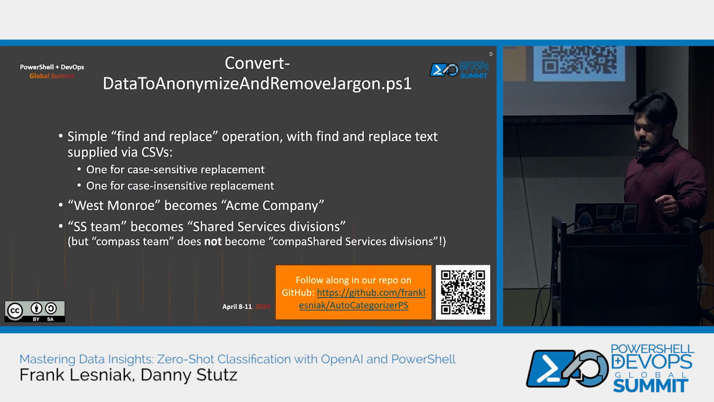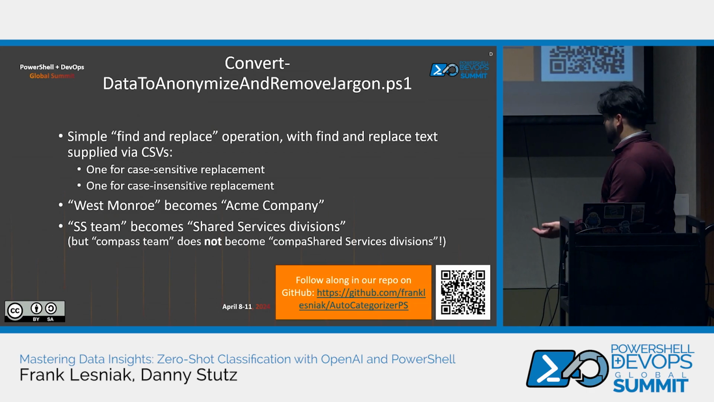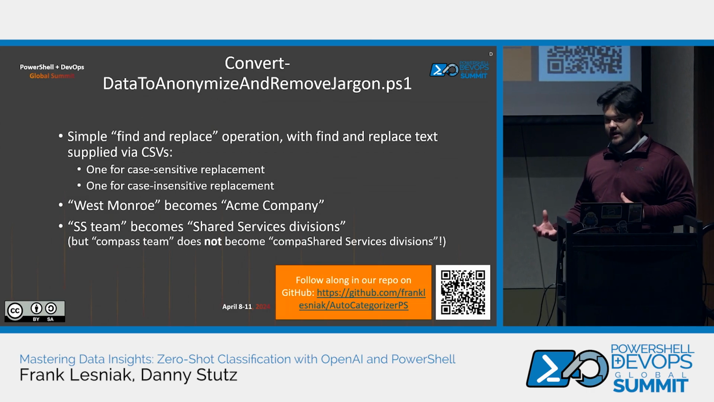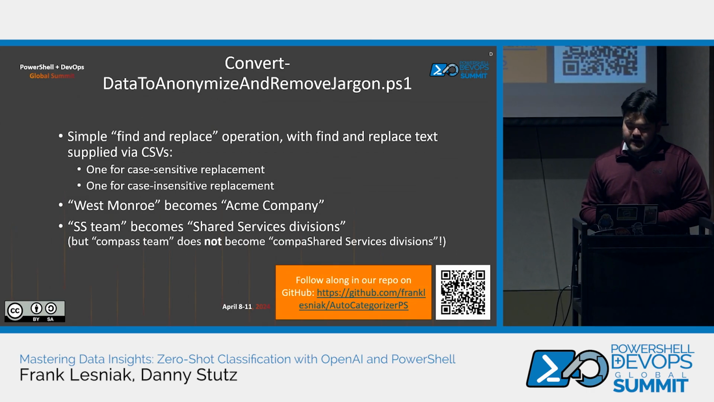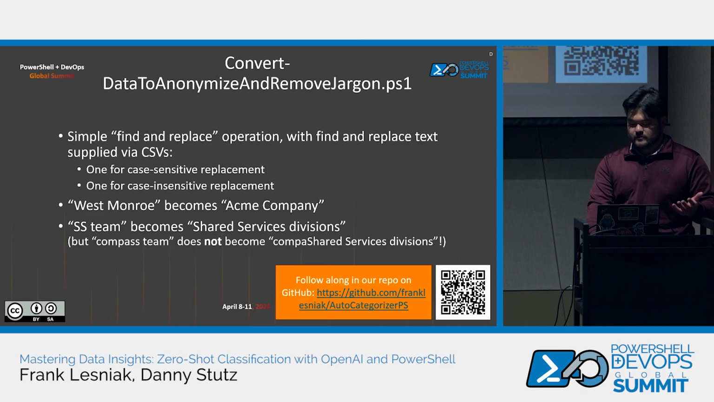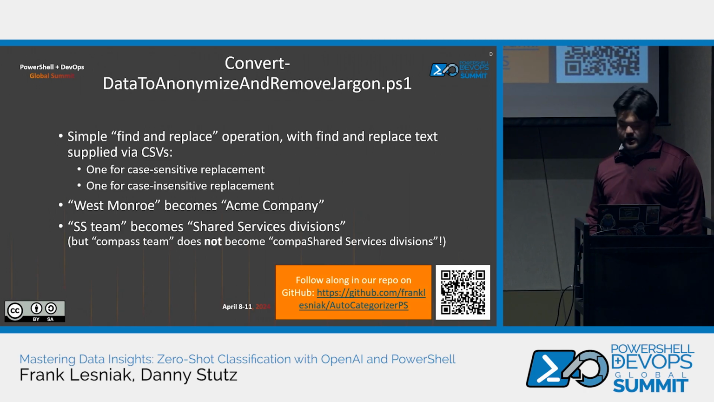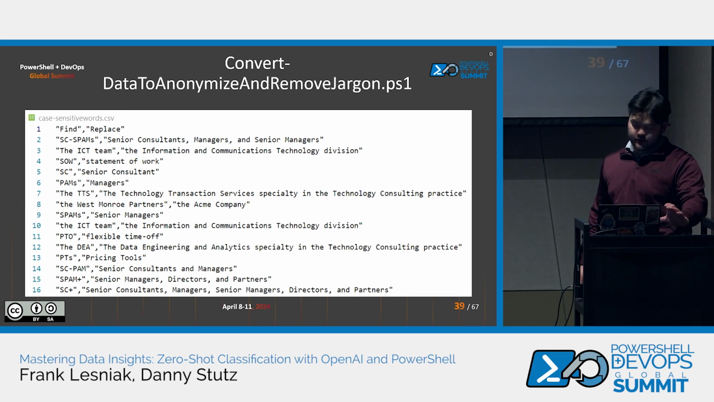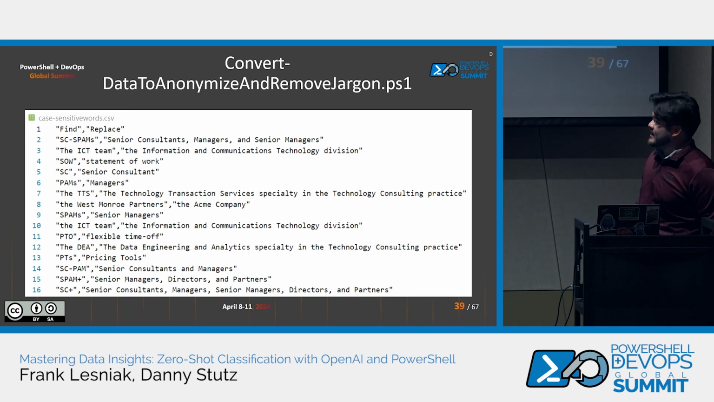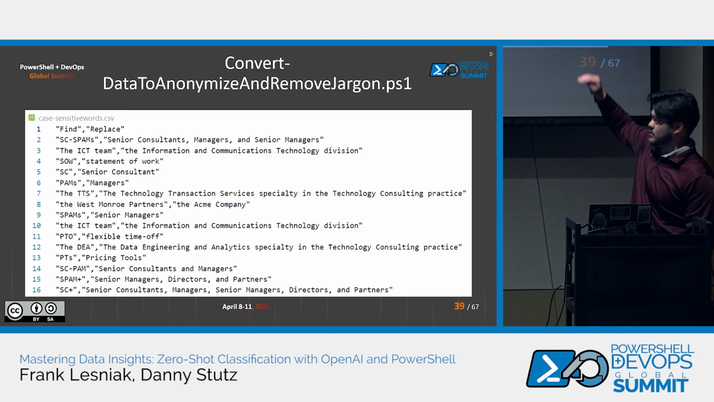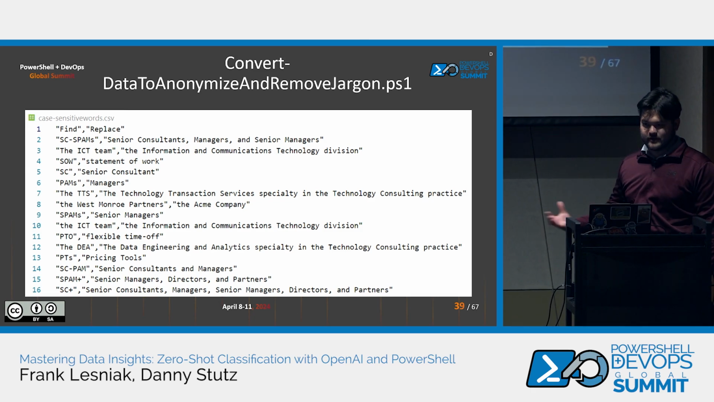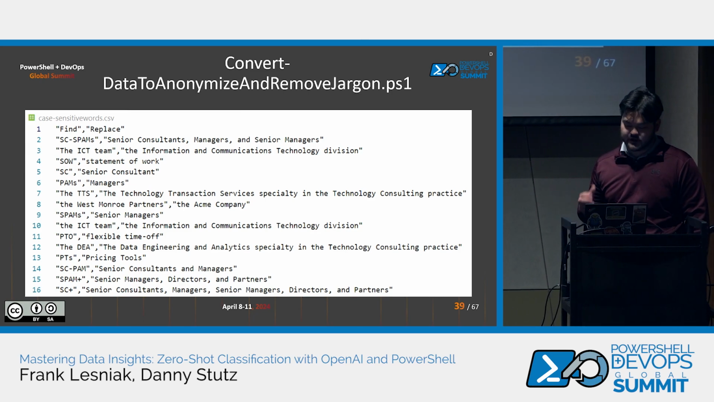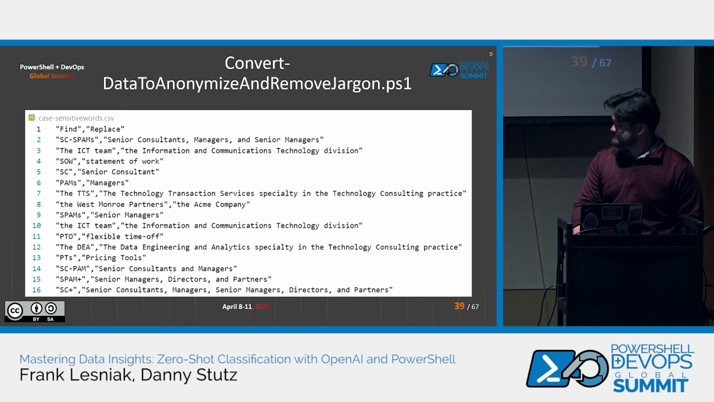Moving on here to the anonymizer or the remove jargon script. Basically, this script is a simple way to find and replace specific data inside of a CSV file. It's nothing super complicated. For example, West Monroe becomes Acme Company, as Frank said, and here's an example of our case-sensitive words replacement. As you can see, it's just a simple find and replace, iterating through the CSV and replacing it with the specific word or the full word that you want to replace it with. Notice most of this is jargon, or dejargonization.